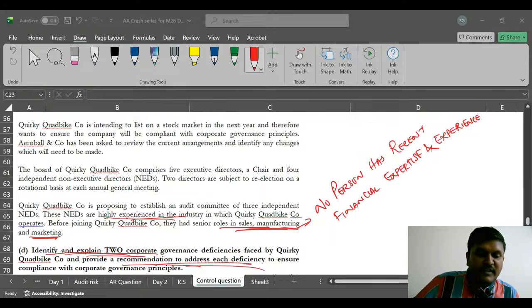Okay, I believe that the session was helpful for you guys relating to internal controls. Same way, we'll have the session on substantive procedures and reporting in the next sessions. So hoping that there are no other questions from your end.